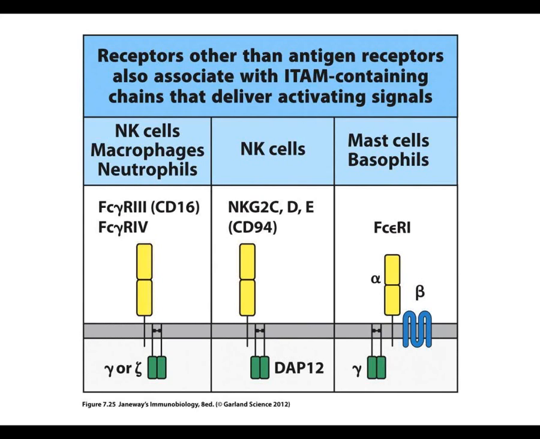So ITAMs are not unique to T cell and B cell receptors. You find them all over the place in the immune system. Lots of things signal through them. Here are a few examples.